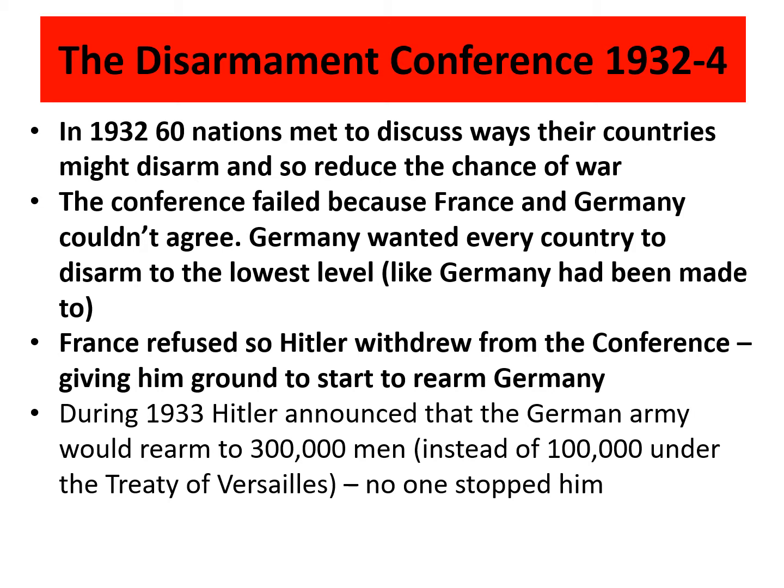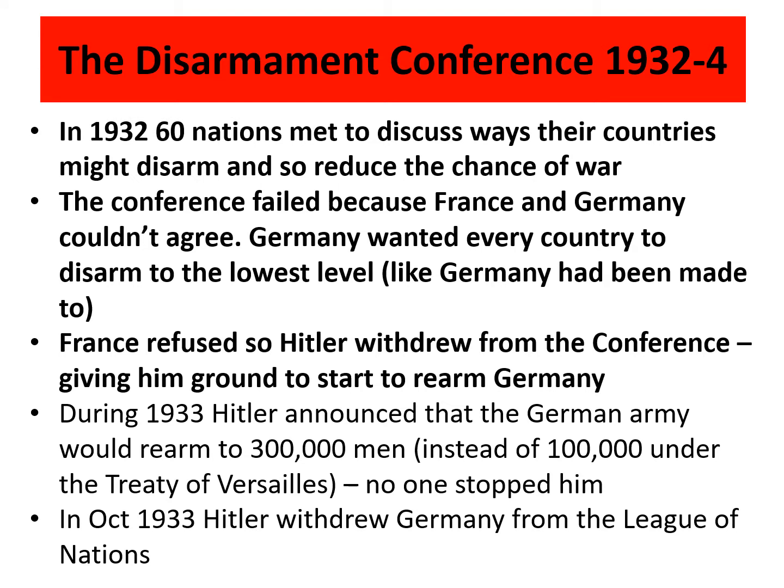So in 1933, Hitler announced that the German army would start to rearm to 300,000, and nobody stopped him. In October 1939, Hitler withdrew Germany from the League of Nations so that nobody could tell him or question him and say, oh look, hang on, what are you doing? That's wrong. He's left the meeting, he's left the gang, he's left the alliance. He can now do what he wants. This is helping Hitler do one of his foreign policy aims, which is to reverse the Treaty of Versailles. He's reversing the rule that Germany should have a small army.